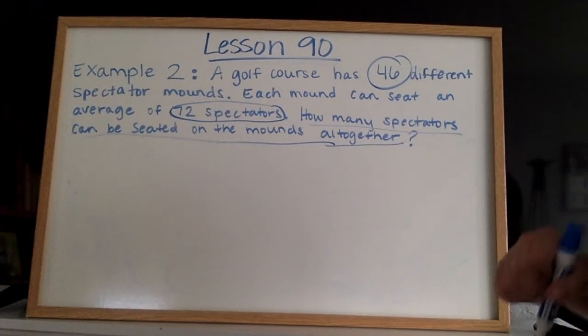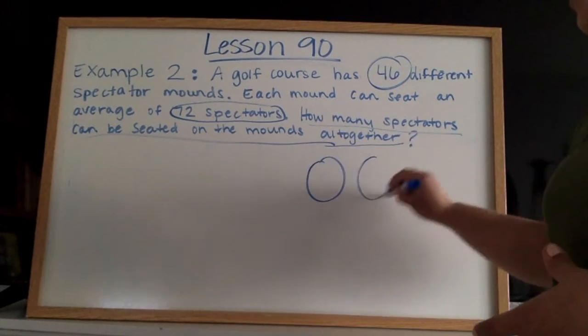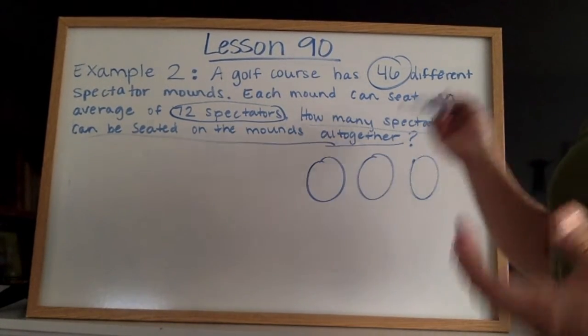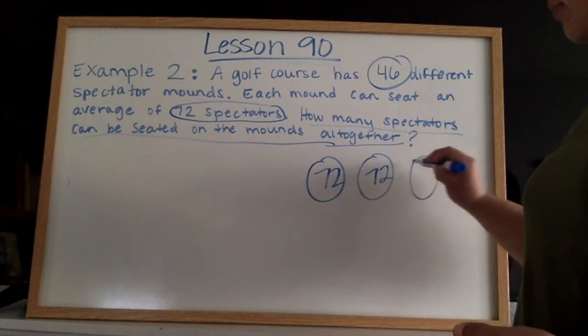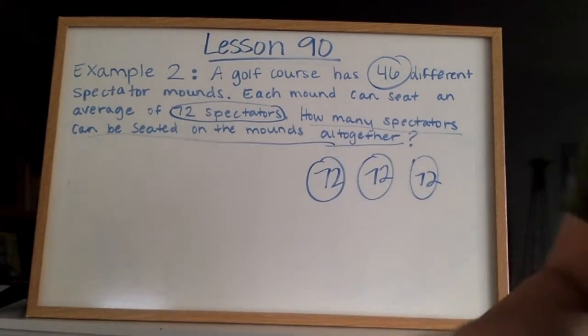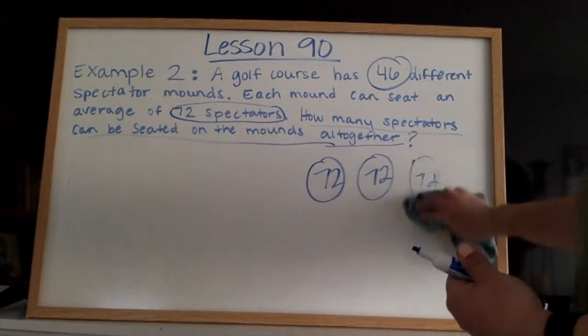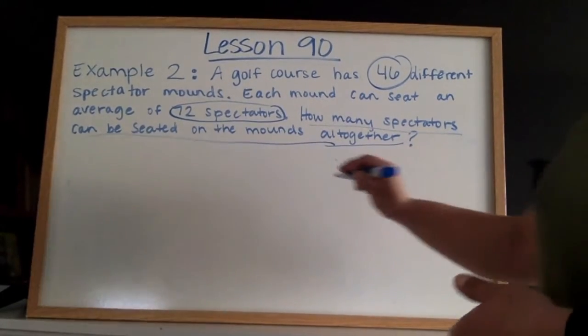So 46 mounds, and then each mound can have an average of 72 spectators. Okay, so each mound, if there's 46 of them, I'm only going to draw 3. But on each of them, they're going to have 72 people being able to sit there. So if we add those up 46 times in a row, it's easier just to multiply. So I'm going to multiply 46 times 72.